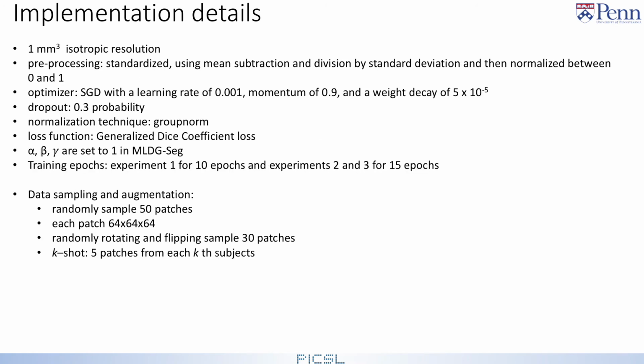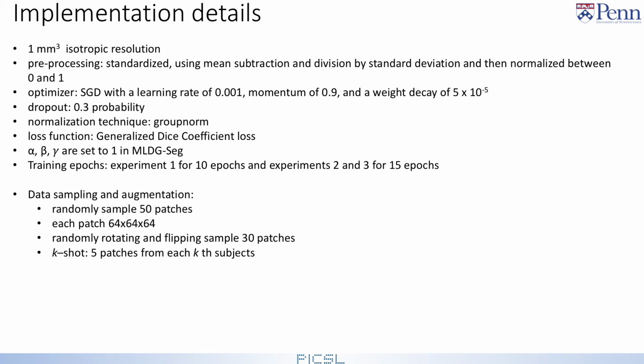The key implementation details are as follows. All the images are converted to 1 cubic millimeter isotropic resolution. The images are standardized using mean subtraction and division by standard deviation and then normalized between 0 and 1. The optimization used was stochastic gradient descent. Dropout with 0.3 probability was used and the normalization technique employed was group norm. The loss function used was generalized dice coefficient loss. The 3 hyperparameters alpha, beta, and gamma are set to 1.